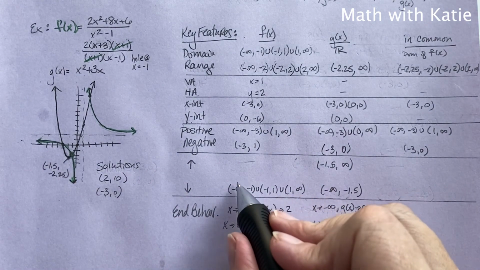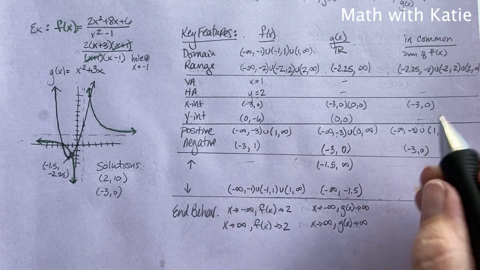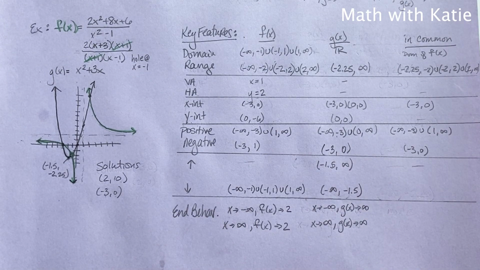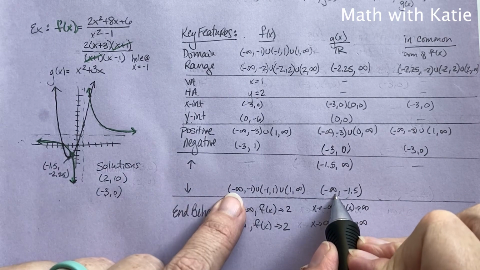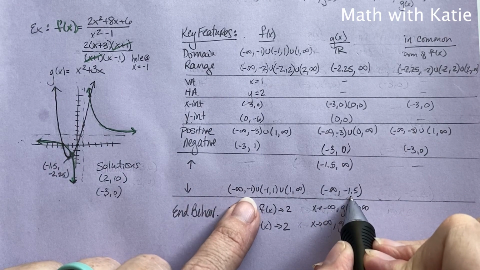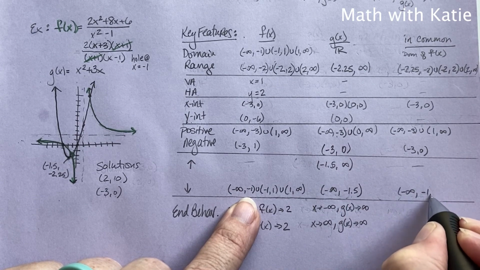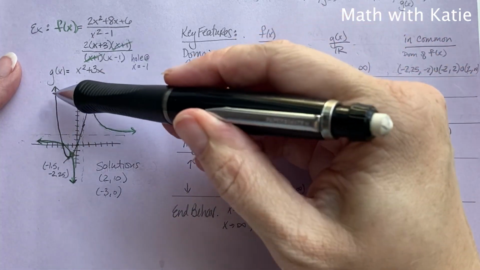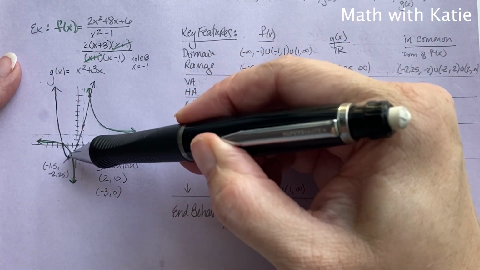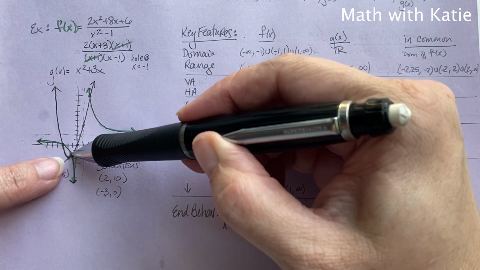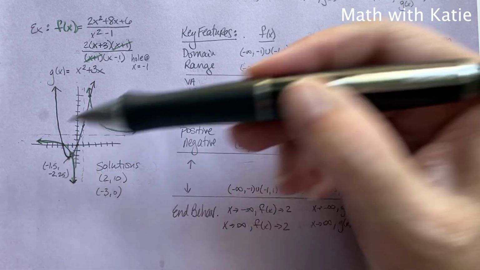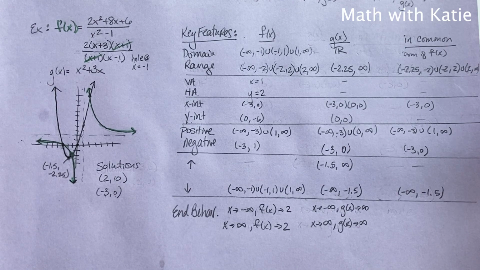All right, where are they both increasing? Well, since f of x never increases, we don't have anything in common there. And where are they both decreasing? Negative infinity to negative 1.5. If we look back at the graph, we'll see negative infinity to negative 1.5, because that comes before the hole, but that's where the vertex is, where it changes from decreasing to increasing. And what end behavior do they have in common? Nothing.